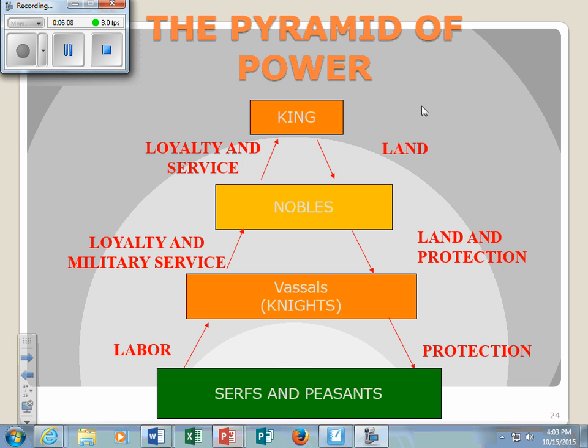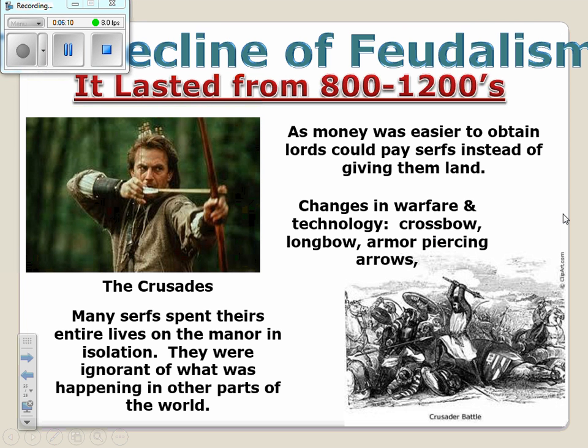Feudalism will end in around the 1200s. It begins to kind of fade out. And that is because the economy begins to change. So as paper and coin money is introduced, people could pay off the serfs with coins and cash and currency rather than just giving them land. Also, changes in warfare, from the crossbow to the longbow to armor-piercing arrows, changes feudalism.